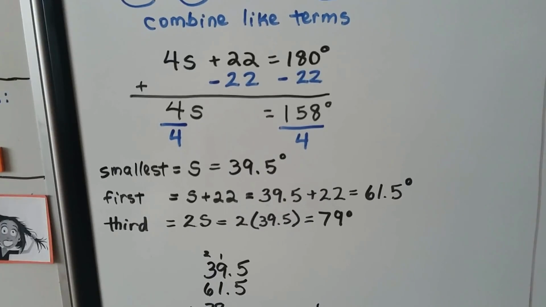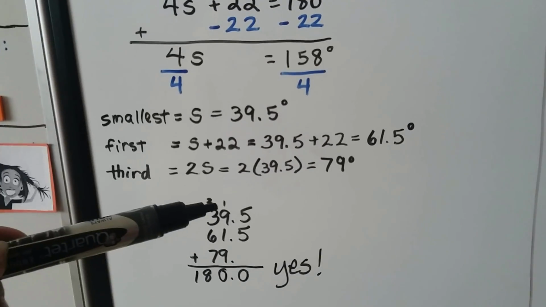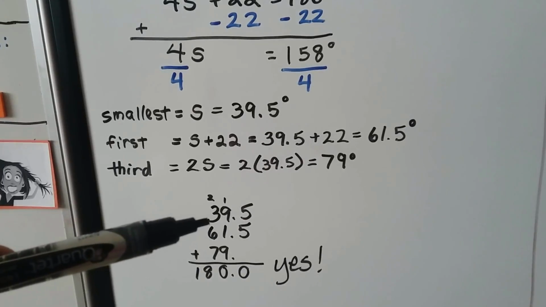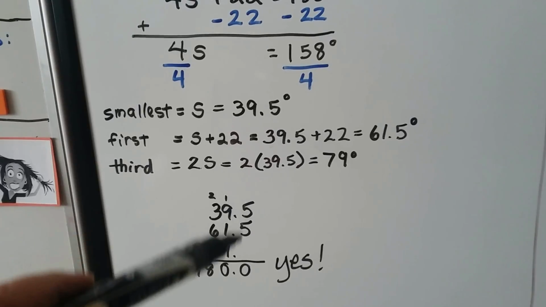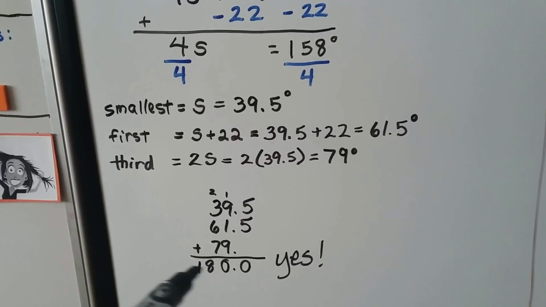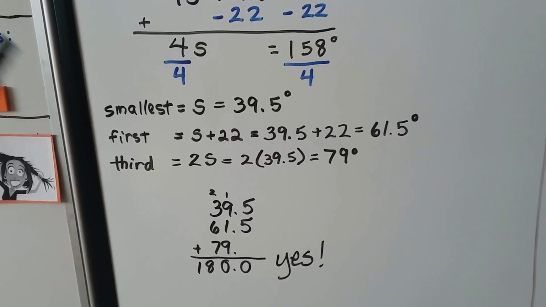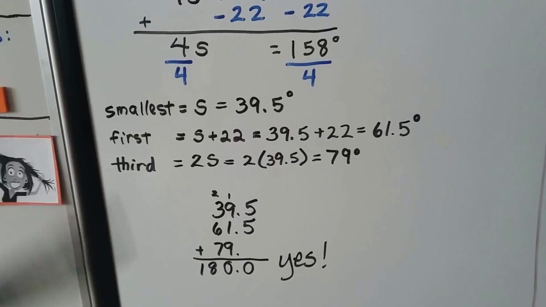That's got to be 79 degrees. We add the 39.5, the 61.5, and the 79, and when we add them all up, make sure your decimals are straight, we see that they total 180 degrees, so that means we made a triangle. It's 180. We did it right.